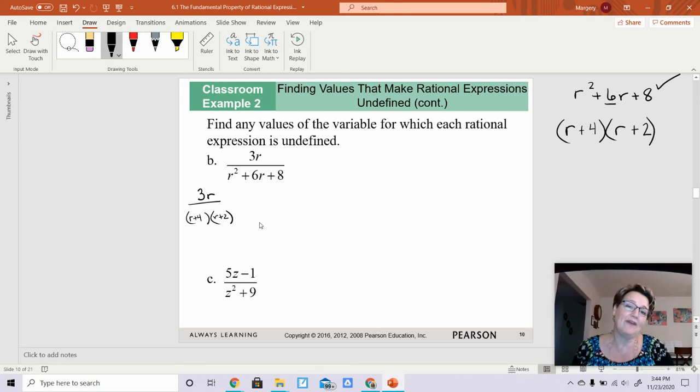Now, after you have factored it, you're going to take that denominator and set it equal to 0.